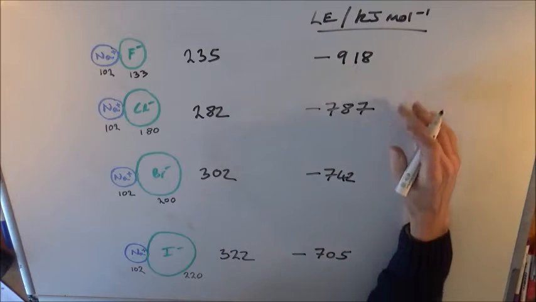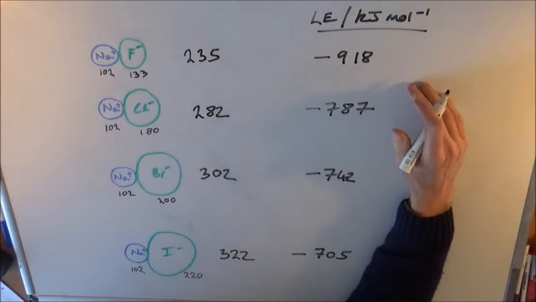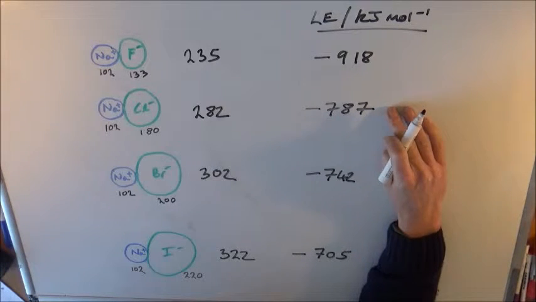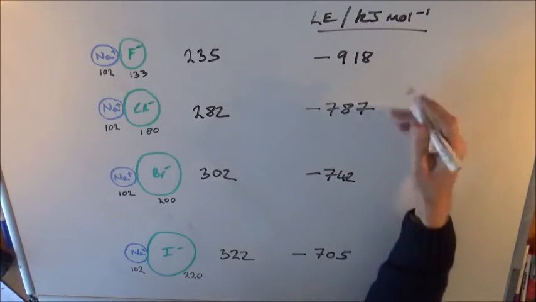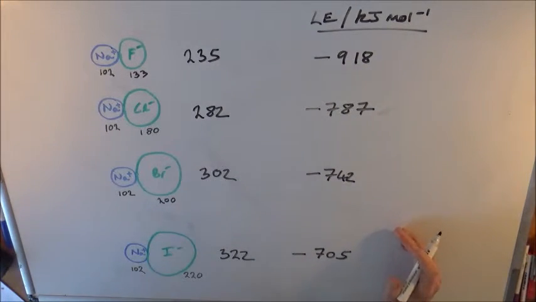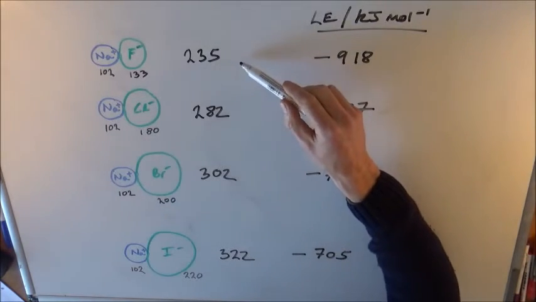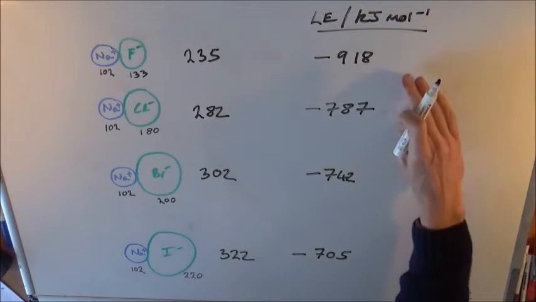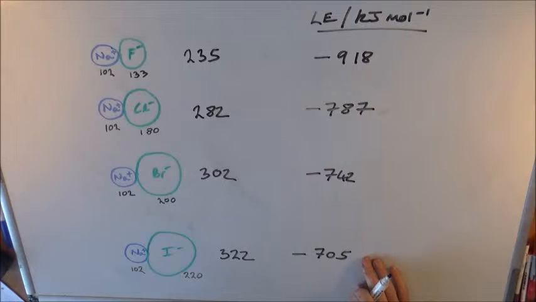Now you will see different values quoted elsewhere, and you'll see me quote different values. I think I've given a different value for this one when I do one of the Born-Haber calculations. It just depends on where you get the information. These are not cast in stone. What's important is the trend, and you see that as the radius of the negative ion increases, in other words, as the distance between the ions gets larger, the lattice enthalpy becomes less negative. So it means less energy is released when the gaseous ions come together to form the solid.